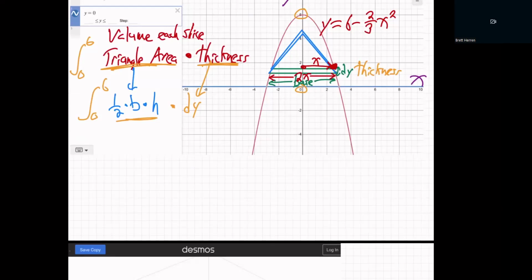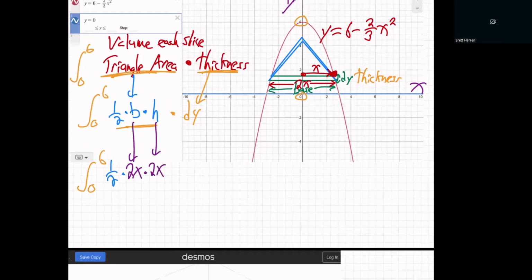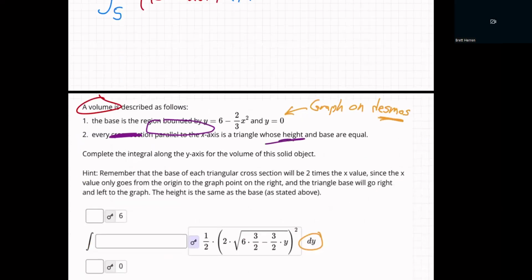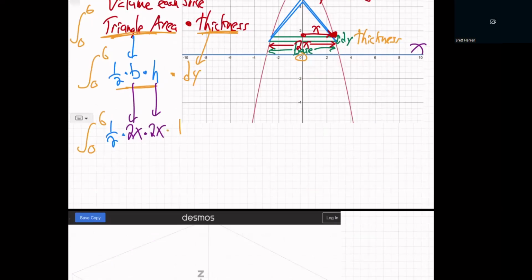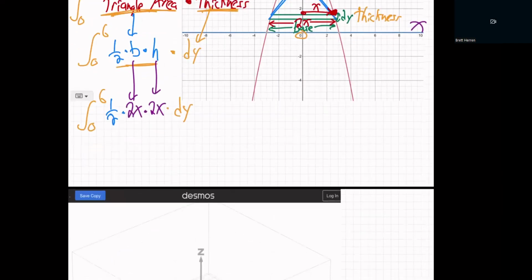All right, let's bring this thing down. We've almost got it. It's the integral from 0 to 6 of a half. What's the base again? It's going to be 2x. What's the height? Well, they said the height is the same. Did you notice that? Height and base are equal. And then, of course, we have the dy. So what's that going to be then? That's going to be the integral from 0 to 6. A half cancels 2. So we're left with just these multiplying, which is 2x squared dy.